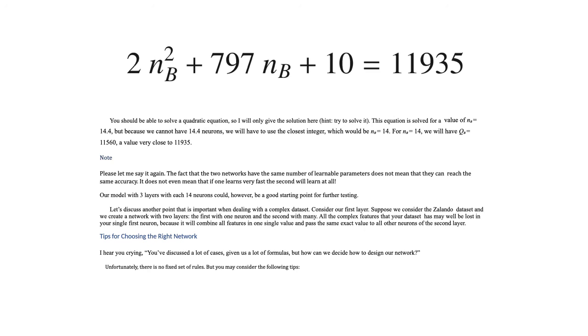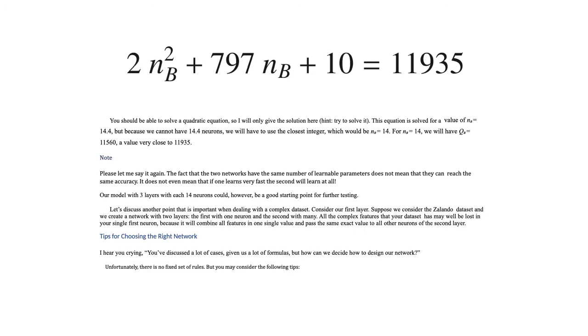Note, please let me say it again. The fact that the two networks have the same number of learnable parameters does not mean that they can reach the same accuracy. It does not even mean that if one learns very fast, the second will learn at all. Our model with 3 layers with each 14 neurons could, however, be a good starting point for further testing.